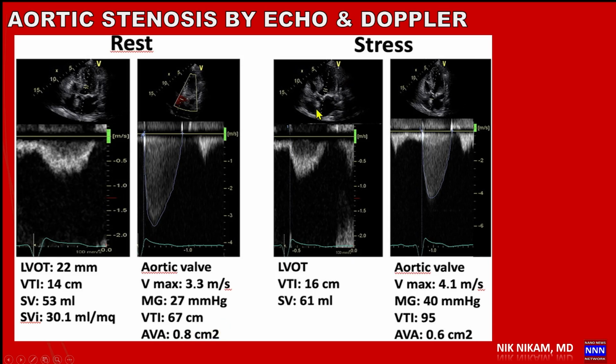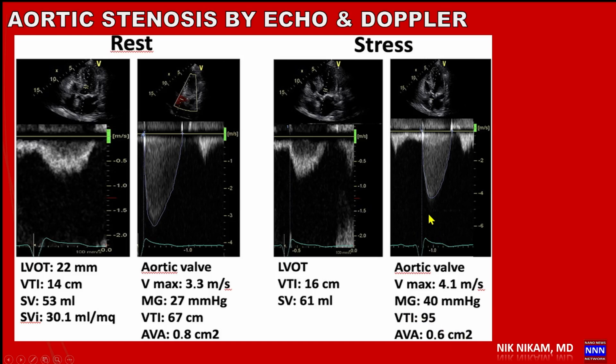But anyway, when we do the stress test in this patient, the VTI of the left ventricular outflow tract remains pretty much the same. The stroke volume went up by 8 ml. So that's an indication that there is some evidence of left ventricular myocardial reserve function left. Now the gradient has gone up, the velocity has gone up, the VTI has significantly gone from 67 to 95. Now the aortic valve area is 0.6 centimeters.